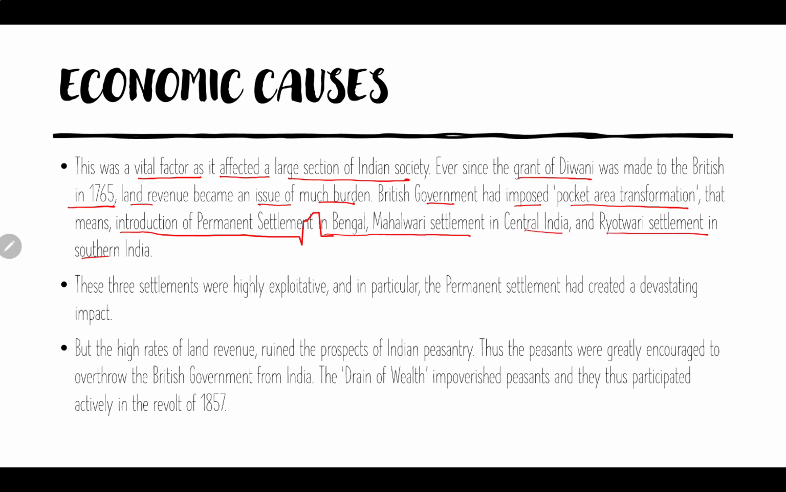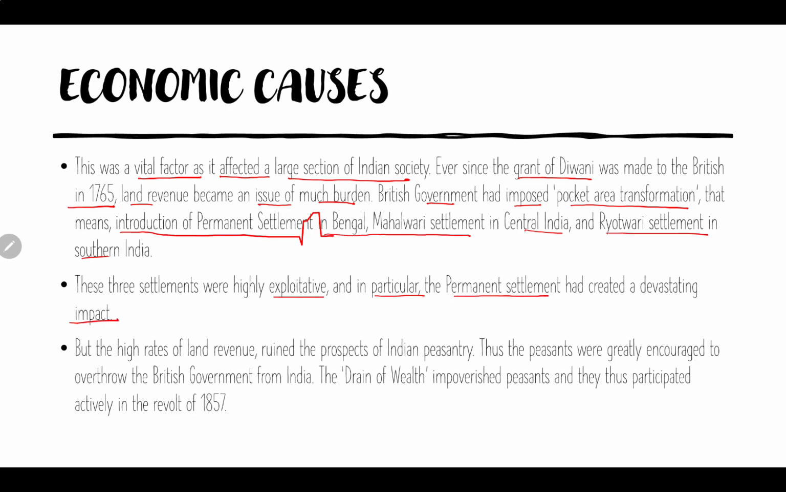Now we have already completed what the Permanent Settlement, the Mahalwari settlement, and the Ryotwari settlement are, so I am not explaining this again. You can just turn back your pages and see it. We have already completed this one. These three settlements were highly exploitative, and in particular the Permanent Settlement had a devastating impact.